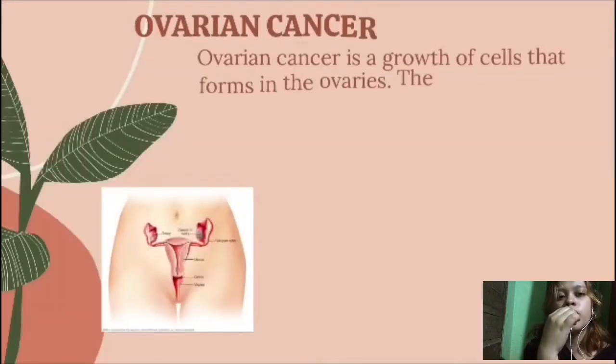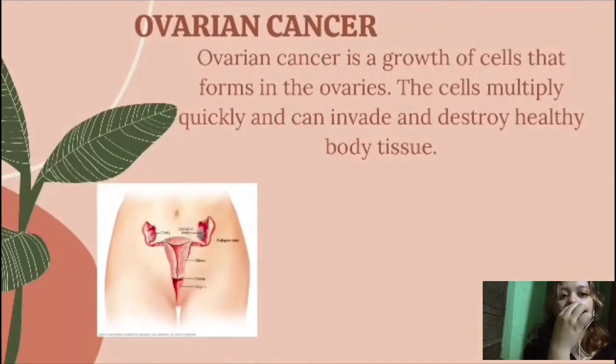So let's move to ovarian cancer. Ovarian cancer is a growth of cells that forms in the ovaries. The cells multiply quickly and can invade and destroy healthy body tissue. The female reproductive system contains two ovaries, one on each side of the uterus. The ovaries, each about the size of an almond, produce eggs, which are the ova, as well as the hormones estrogen and progesterone. When ovarian cancer first develops, it might not cause any noticeable symptoms.